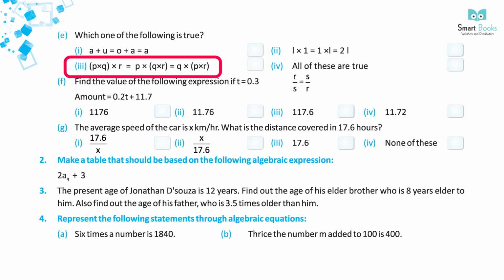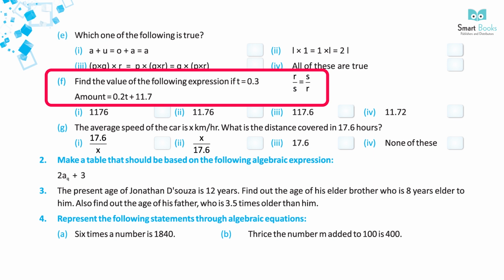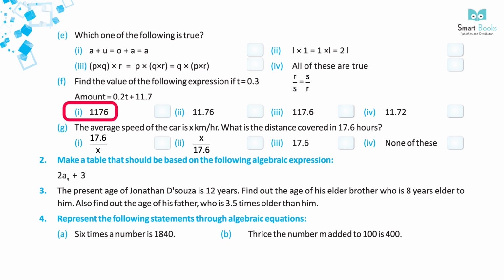F. Find the value of the following expression if t equals 0.3. Amount equals 0.2 t plus 11.7. First, 1176. Second, 11.76. Third, 117.6. Fourth, 11.72. Solution. Second, 11.76.